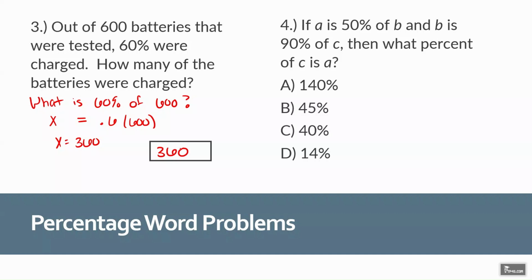All right, now let's try number 4. If A is 50% of B and B is 90% of C, what percent of C is A? Oh, this is the most involved of the questions we've seen yet, but we can do it.